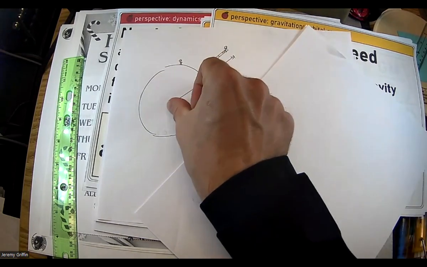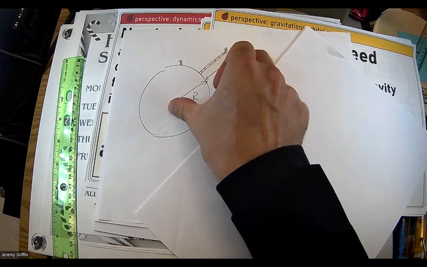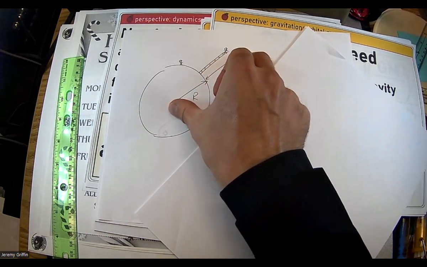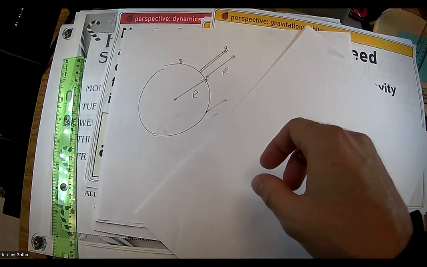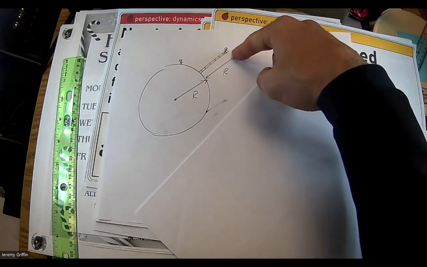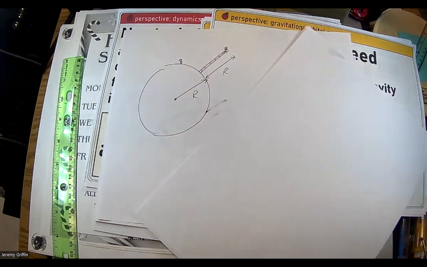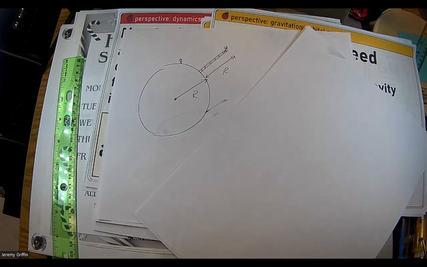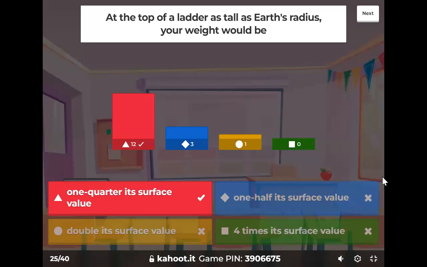Hey, okay, you guys see you've effectively doubled your distance from the center of the Earth, right? So inverse square law, 1 over a factor of 2 squared. Yeah, you weigh only a quarter of your weight up here. So 100 pounds on the surface is like 25 pounds at the top of the ladder. Yeah, 1/4. GMm on R squared. 1 over the distance squared. There you go.